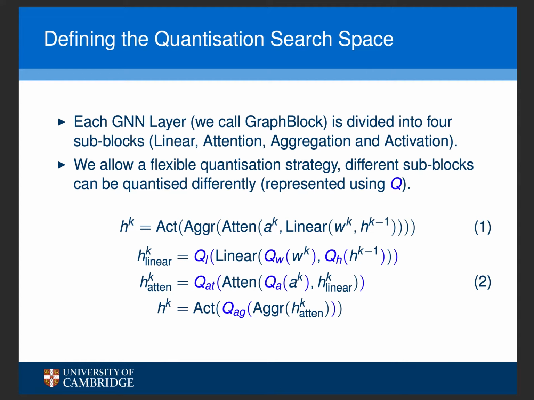As we mentioned, each graph block can be divided into 4 smaller sub-blocks. Mathematically speaking, that's equation 1 that we're showing here. The details of this are in our paper. In our research, we're really allowing a very flexible quantization strategy. As illustrated in equation 2, we allow different sub-blocks to have different quantization strategies, and we allow weights and activations to have different quantization strategies as well. So we're really relaxing the quantization search space here.